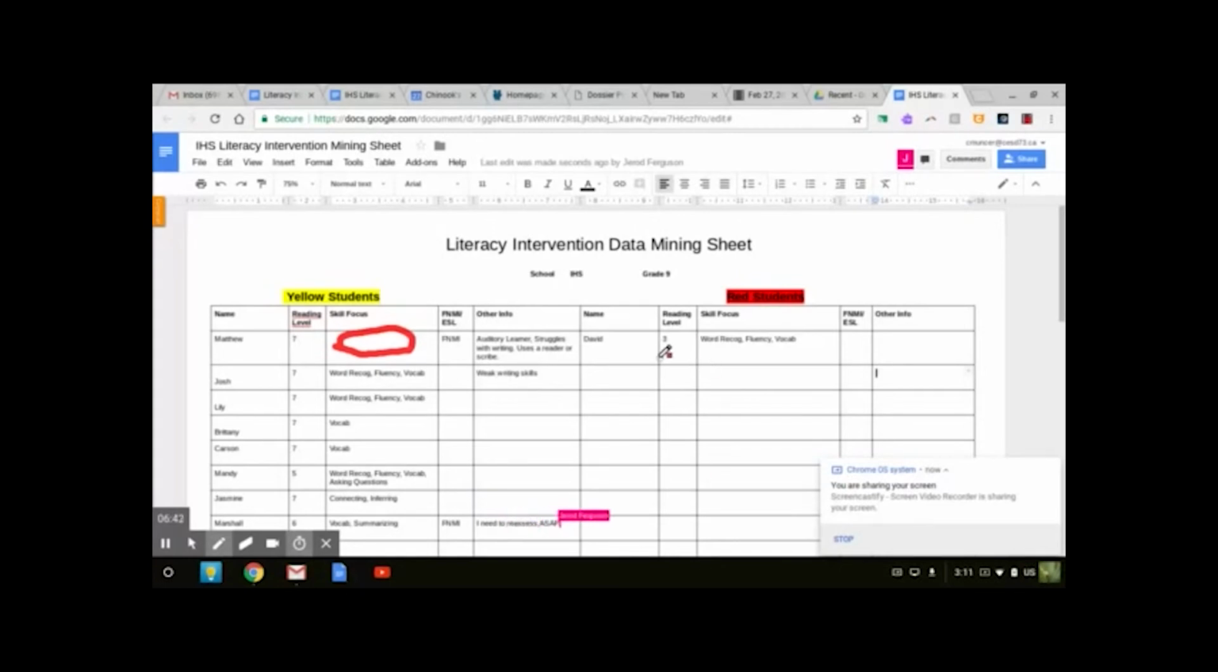What about David? Do you teach David? No. Okay, so you've already said in his other info box that you need to take a look at the red file, because you think there should be some other assessment there, right? Yes. So you might want to make a note for yourself here that you need more information on other assessments done.